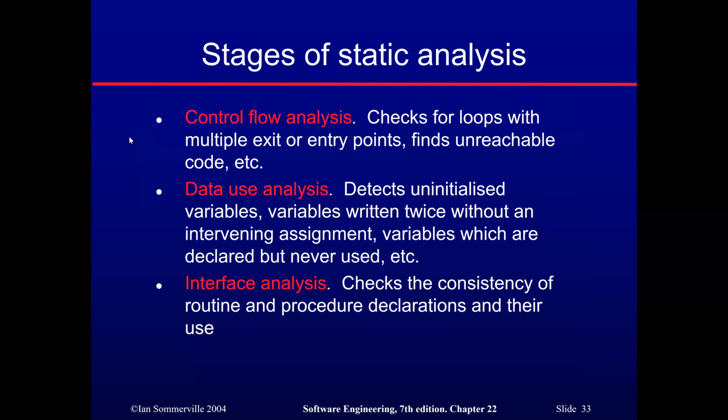What are the stages, the steps of the static analysis? Control flow analysis checks for loops with multiple exit or entry points, finds unreachable code, etc. Data use analysis detects uninitialized variables, variables written twice without an intervening assignment, variables which are declared but never used, etc. And interface analysis checks the consistency of routine and procedure declarations and their use.